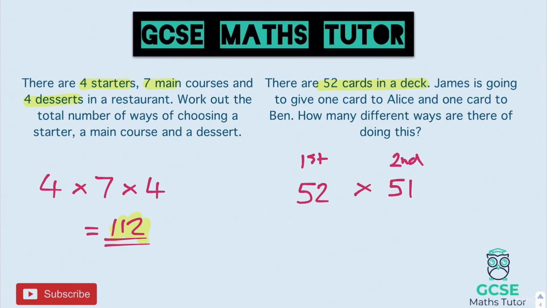So we just need to do 52 times 51. There we go, making sure we reduce that by 1, and we get 2,652 different ways that James can actually do that. There we go, and there's our final answer for that question.